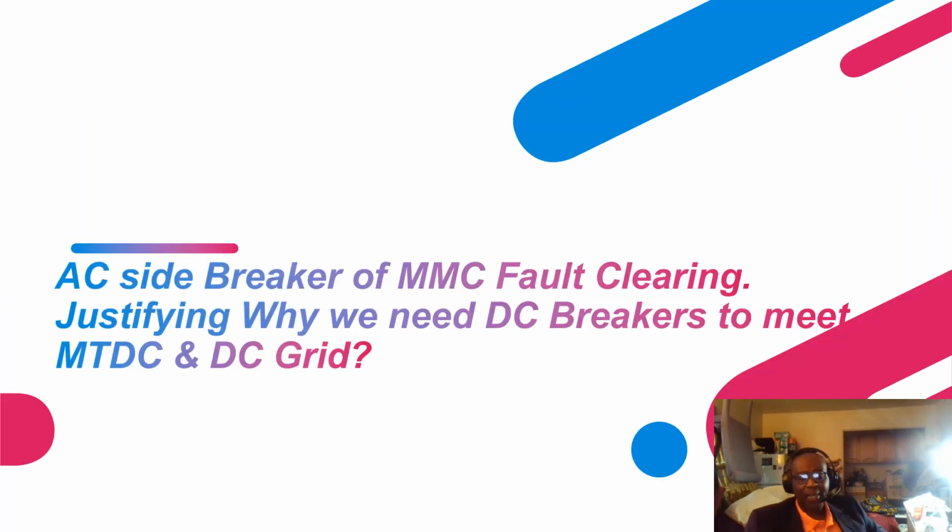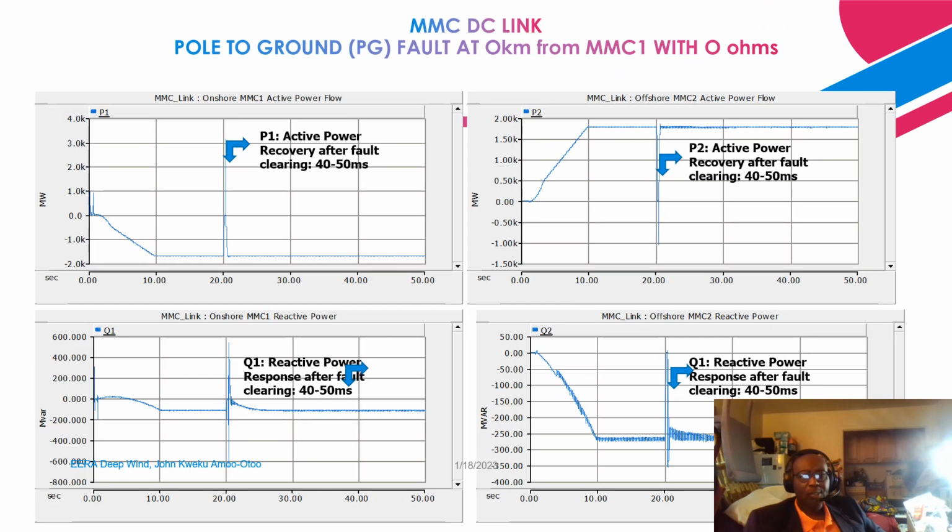Next is justifying why we need the DC breakers. In this one, I'm utilizing the AC side circuit breaker to clear the fault to justify why the longer time displayed by the AC side circuit breaker will be a jeopardy to the DC network, because of the longer clearing time exhibited by this AC side circuit breaker. As you can see over here, it's taking about 40 to 50 milliseconds to clear the fault, and that is a long time, especially with a multi-terminal DC grid, where you are required to clear the fault faster than that. So that itself justifies the reason why we need a faster fault clearing breaker.